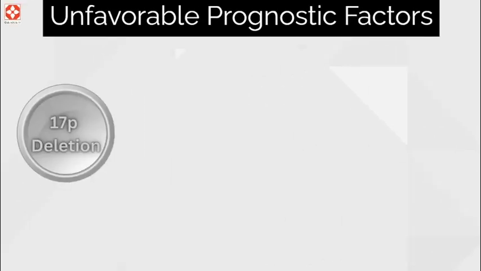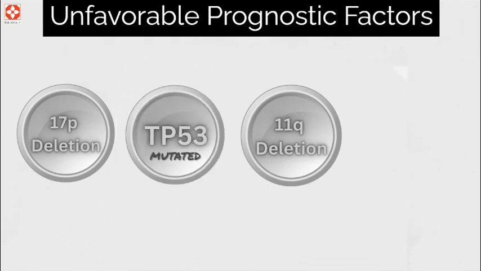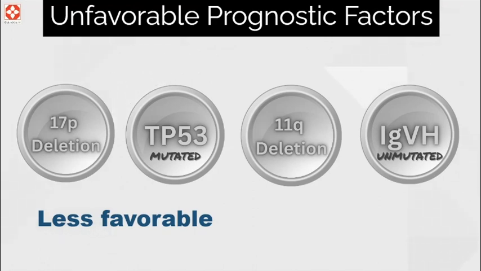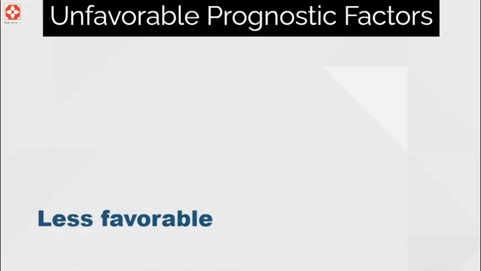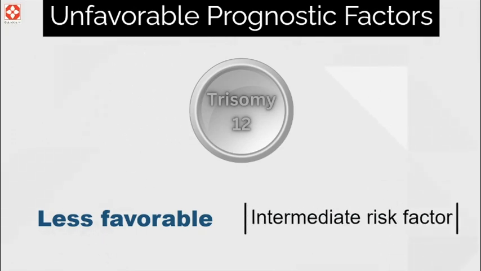Conversely, when your 17p and 11q chromosomes are found to be missing, also called deleted, when the TP53 gene has mutated, or when the IGVH gene is found to be unmutated, these results are less favorable or adverse and mean your disease progression may be more aggressive and earlier treatment may be necessary. Also, the finding of the extra chromosome, called trisomy 12, is considered an intermediate risk factor. Its impact on treatment choices is presently unknown.